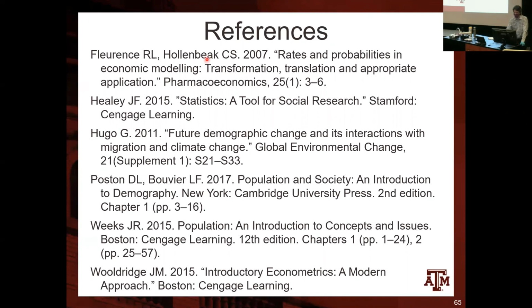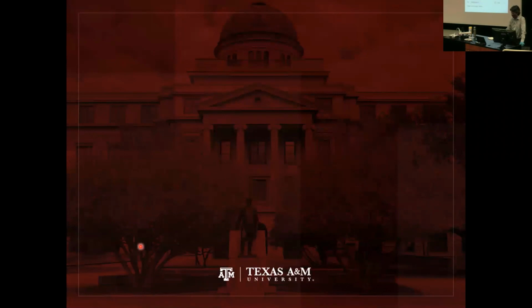So this is the article that I included there that goes into more detail about rates and probabilities. This is a textbook that I use a lot in my advanced methods class, the SOCI 420 here at A&M. This is the main textbook, chapter 1. This is another textbook in population that's also important, and I usually get information from it. This book here is the one that I use for that example of the database of workers. So these are the references.